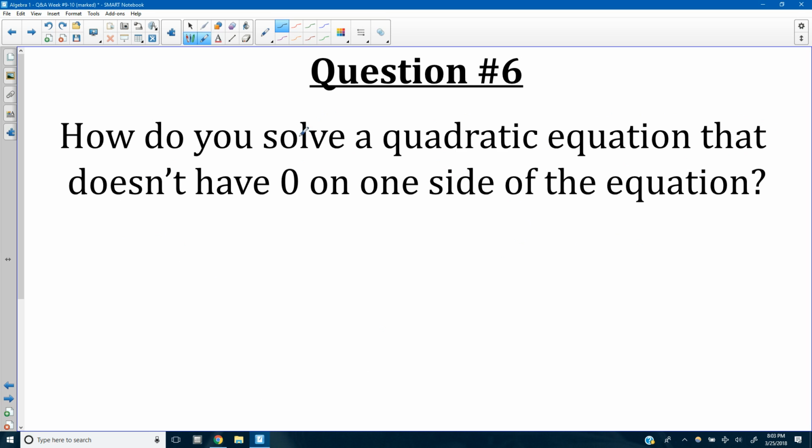Okay, question number 6 asks, how do you solve a quadratic equation that doesn't have 0 on one side of the equation? Well, it depends on what kind of question you're talking about. Yes, you're talking about a quadratic, but there are different kinds of quadratics. If you have a constant on the other side and a linear term, like x squared plus bx equals c, there is a way to solve this setup. It's called completing the square. We are not focused on that in this chapter, so I'm going to get rid of that one. Don't try and do it that way.